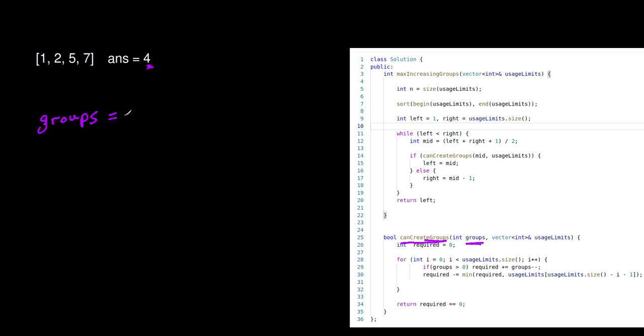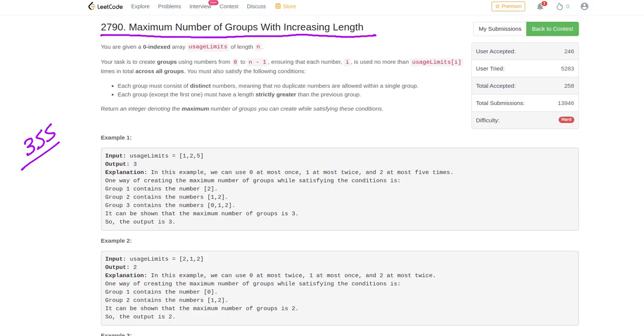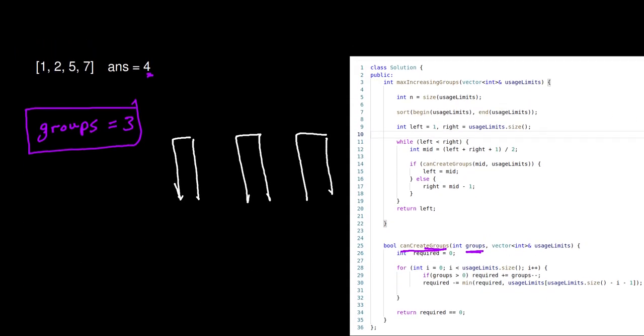Now assume we want to check for number equal 3. Is it possible to create 3 groups? So we have the first group, this is the second group, and this is the third group. And in the condition, each group must have length strictly greater than the previous group. So the target is to fill the first group with 1 element, the second group with 2 elements, the third group with 3 elements.